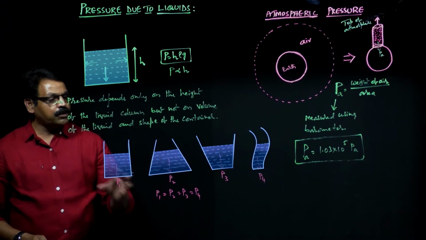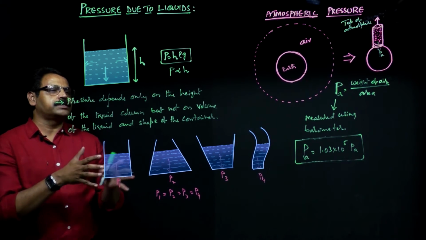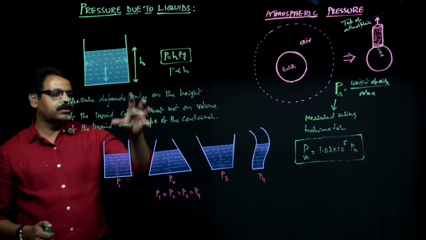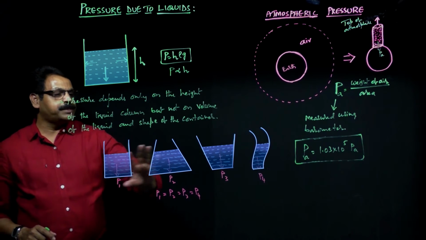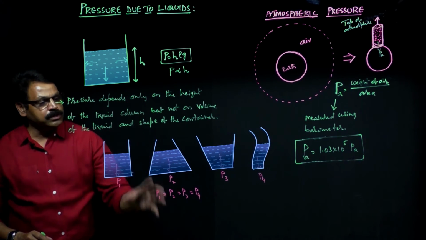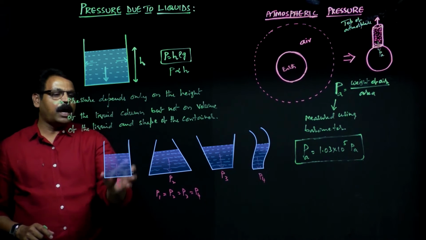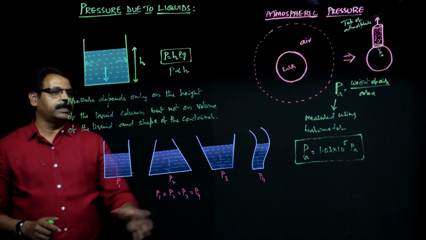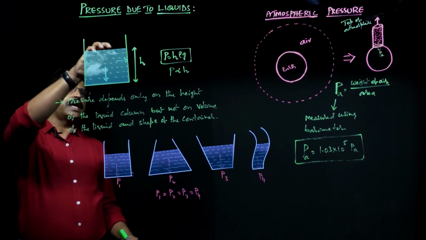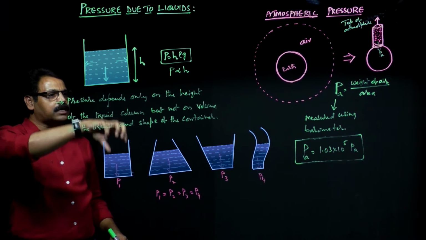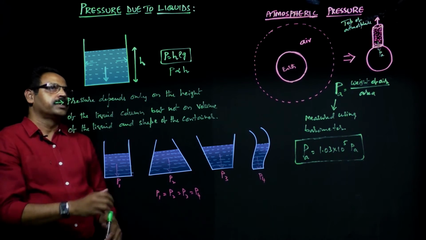So make a note that liquid pressures depend only upon the height of the liquid columns and nothing else. So shapes are immaterial for us, volumes are immaterial for us. We need to bother only about the height of the liquid column in a container. So this is what we have about the pressure due to the liquid. Liquids exert pressure on the bottom of the container, and that depends upon the height.